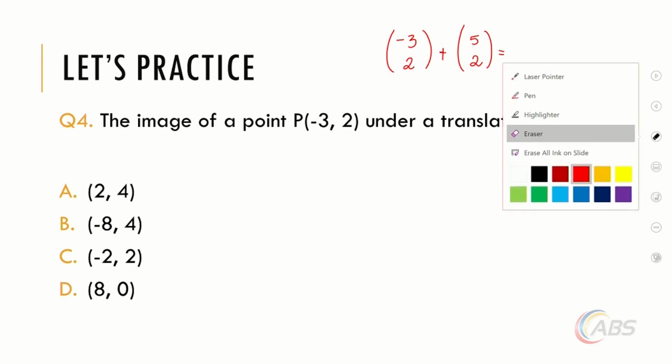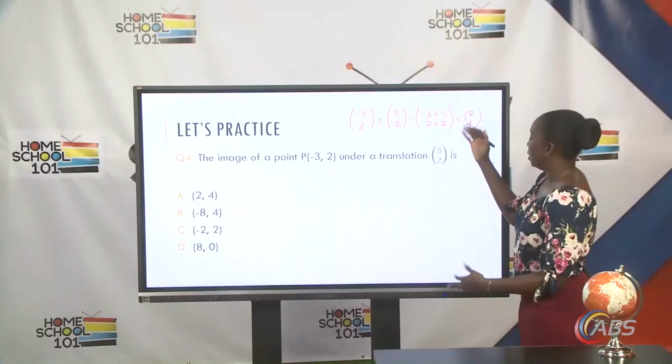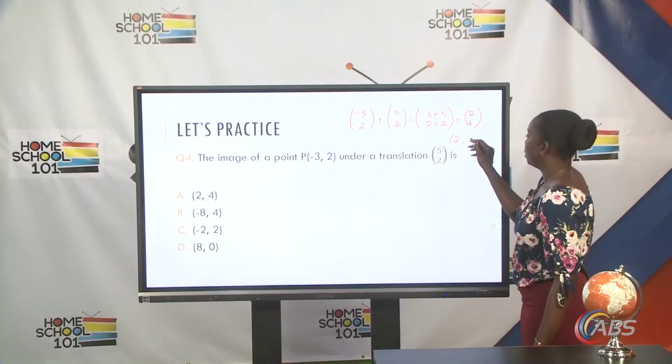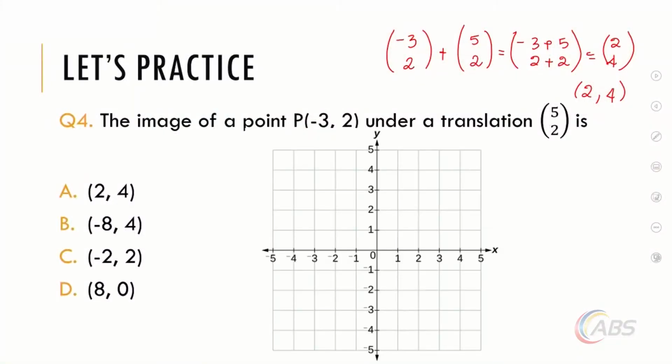if we add -3 plus 5 and 2 plus 2, -3 plus 5 is equal to 2, and 2 plus 2 is 4, all right? And then, of course, we'll now change this back to a coordinate, which is 2, 4. So you'll see our answer there, which is 2, 4, option A, but we're also going to do it on a graph.